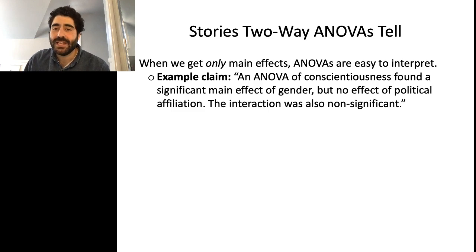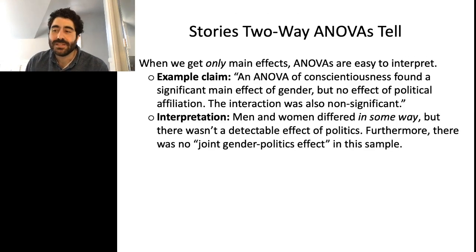So if we run an ANOVA and we find, for example, a main effect of gender but not political affiliation, and there's no interaction, right? What this tells us is that there's some gender-related difference in this outcome. There wasn't a politics-related difference, and there wasn't any kind of weird combination where, for example, people identifying as Democratic women have some specific conscientiousness score.